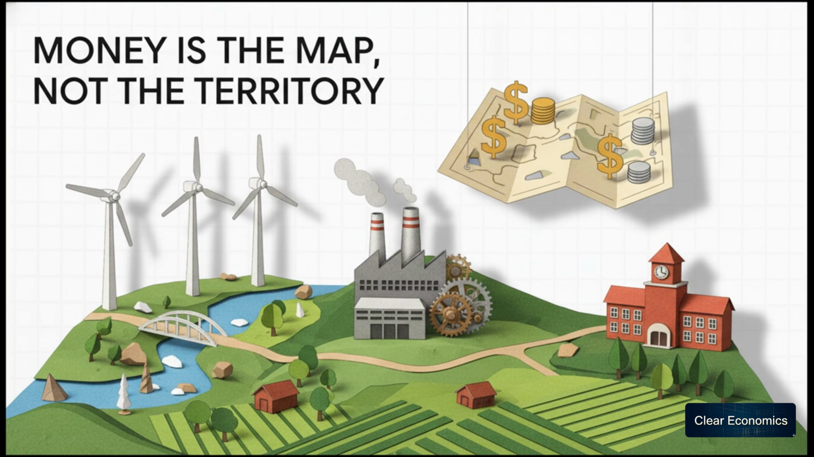So a country can't get richer just by printing more claim checks. That doesn't work. The only way to get truly richer is to get better at making the actual stuff, by building better infrastructure, inventing new technology, and improving the skills of its people. Money is just the tool we use to organize all that. You know that saying, the map is not the territory? Well, money is the map. The economy is the territory.